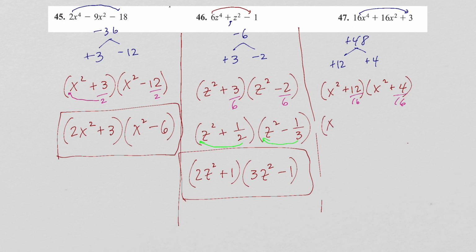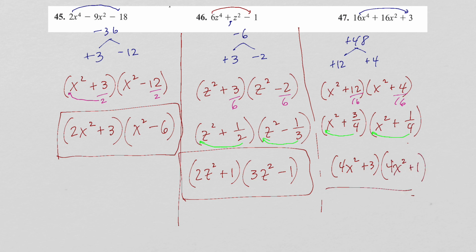And then we're going to reduce those fractions if we can. X squared plus, dividing by 4 gives me 3 over 4. Dividing by 4 gives me 1 over 4. And then we're going to slide that back here, and we're going to end up with 4x squared plus 3 and 4x squared plus 1. And that's it.